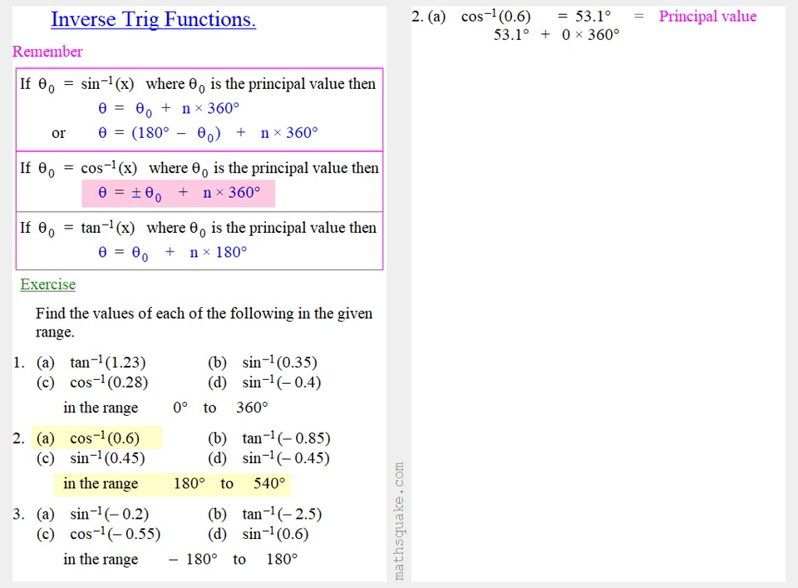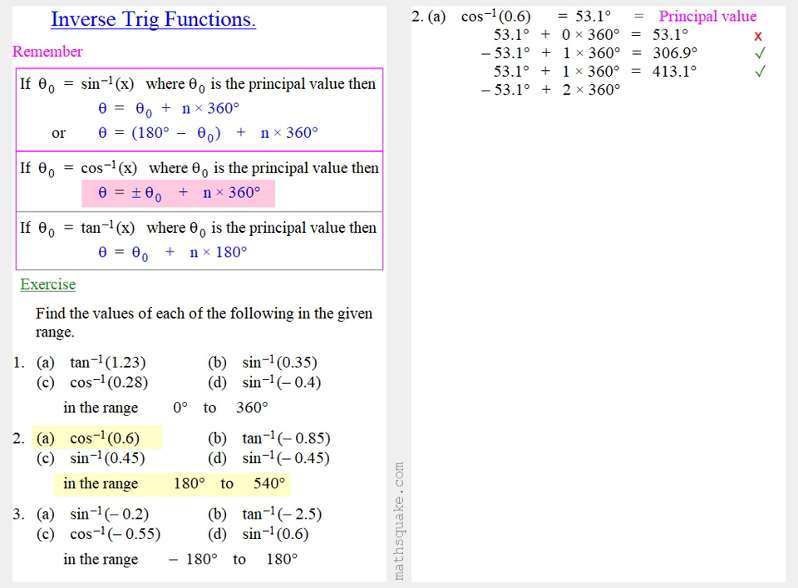So if we consider the case when n is 0, we can have 53.1 degrees plus 0 times 360, which is 53.1 degrees, which is too small, it's below 180. If we take n is 1, we can have minus 53.1 plus 1 times 360, which is 306.9 degrees, which is in the right region. If we take 53.1 plus 1 times 360 degrees, that's 413.1, which is also in the right region.